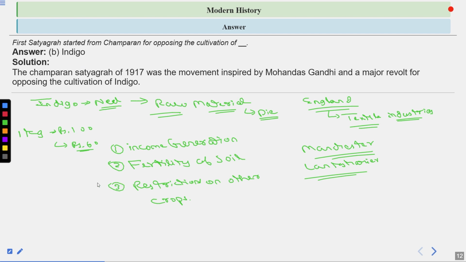The third is the restriction on other crops. The Britishers ensured a sufficient and continuous supply of indigo. So that's why they made the farmers grow only indigo. The farmers were not allowed to grow any other crops. So these were the issues that the farmers were facing when Mohandas Karamchand Gandhi launched the Champaran Satyagraha against these things.